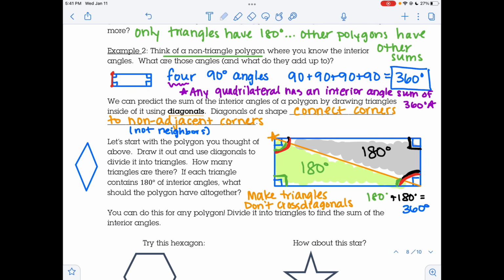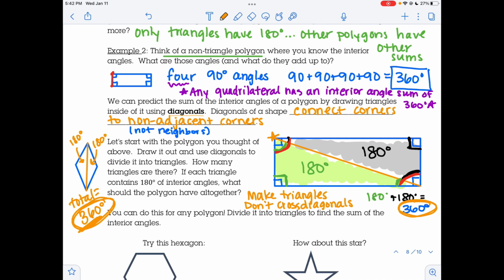If I come over to my rhombus on the left here, I divide that, I get two triangles. So this side is a triangle with 180 degrees. This side's a triangle with 180 degrees. So a rhombus altogether would be 360 degrees. Even though they're not right angles, some of the angles are bigger, but the other angles balance out and become smaller so that the total is still 360 for a four-sided shape. So no matter what your four-sided shape is, you are always going to add up to 360.